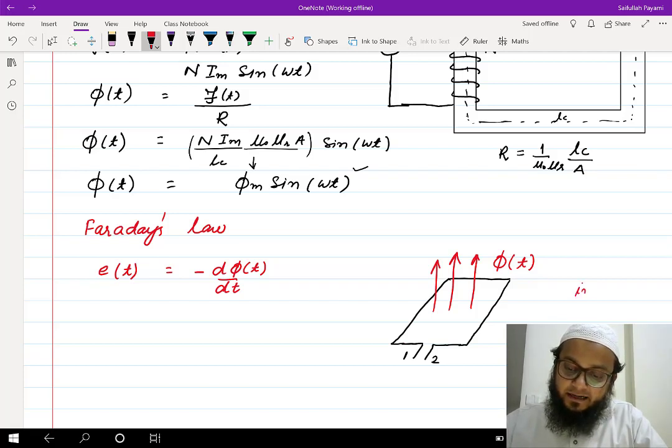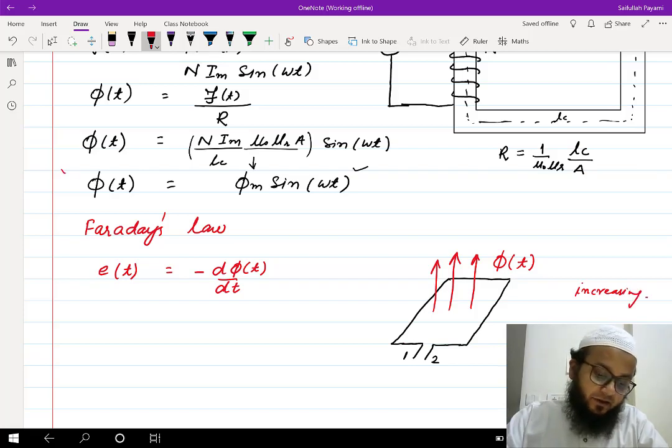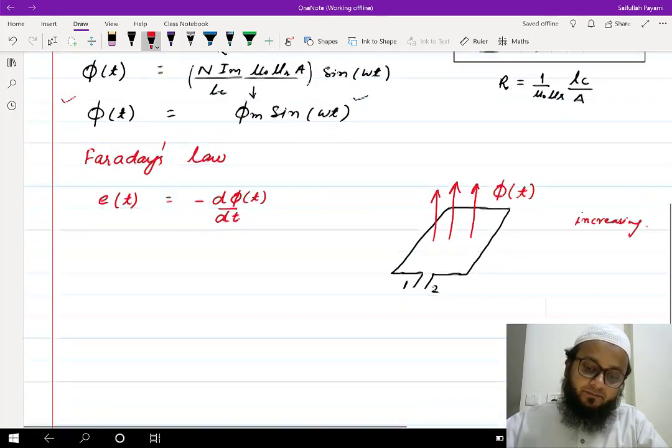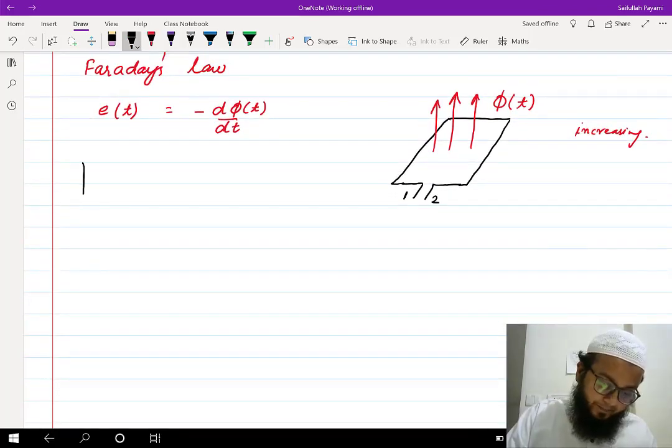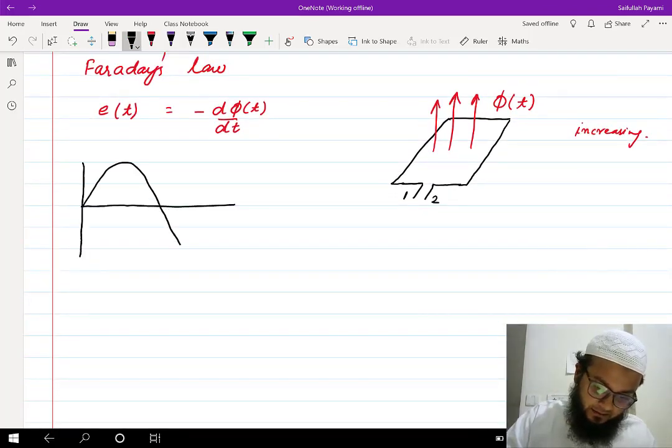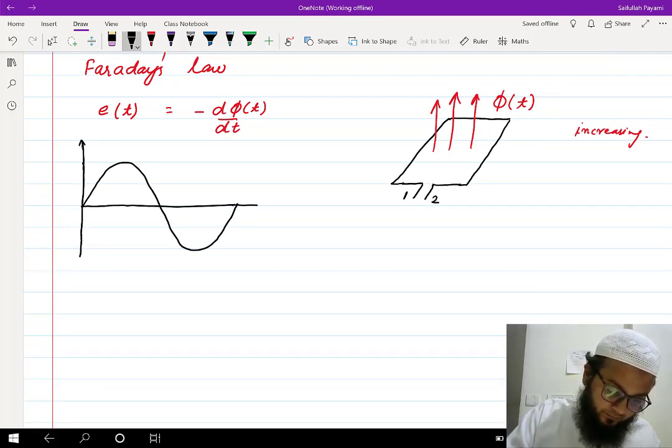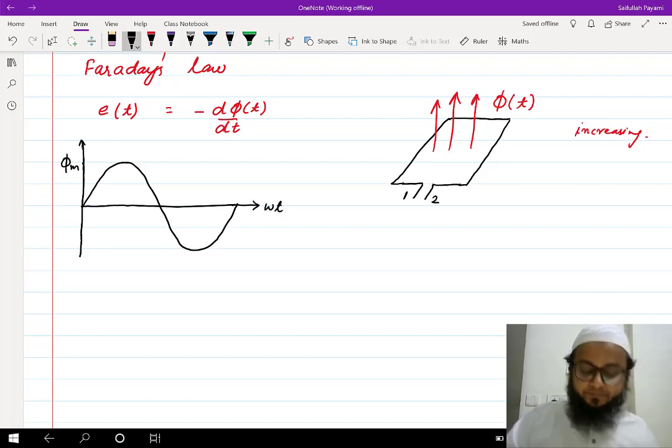Okay, the flux is increasing in this direction. Since flux is a sinusoidal quantity, phi m sin omega t, phi m here, and this is omega t here, and this flux is actually increasing, let's say, when omega t is greater than 0 and less than pi by 2.